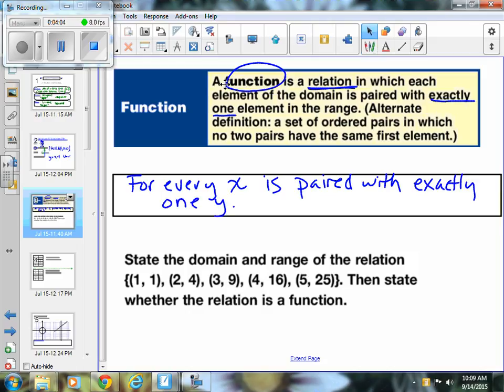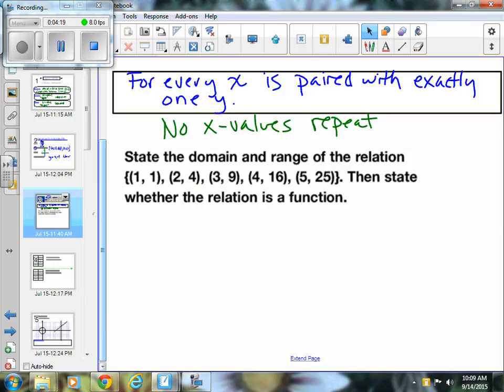Another way to say that is that no x values repeat. Some people prefer that because it means the same thing. If you don't have any repetitions in your x list, every x is going to have its own unique pairing, just one x value paired up with the y. So you can't have x values repeat to be a function. They're all relations, but just not that special kind of function.